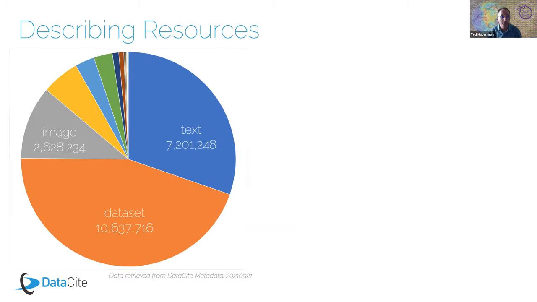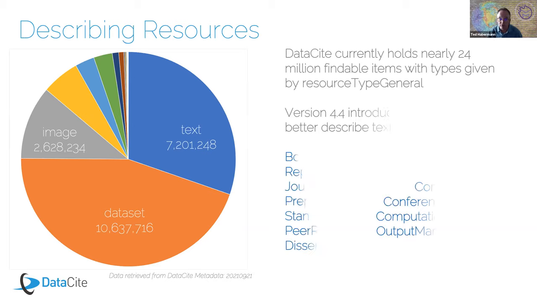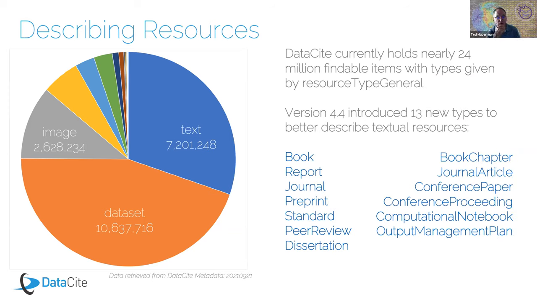That's great. So first, in describing resources, DataCite currently holds about 24 million findable items, and the types of those things are given by the required field resourceTypeGeneral. Many of the values in the code list started in 2011 with the first version of the schema. And then in version 4.4, which came out in March of this year, we added 13 new types to that controlled vocabulary to better describe textual resources.